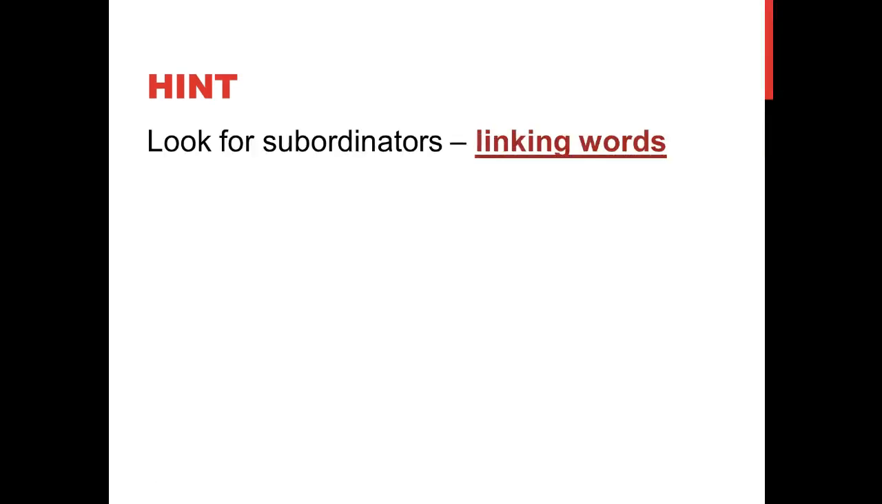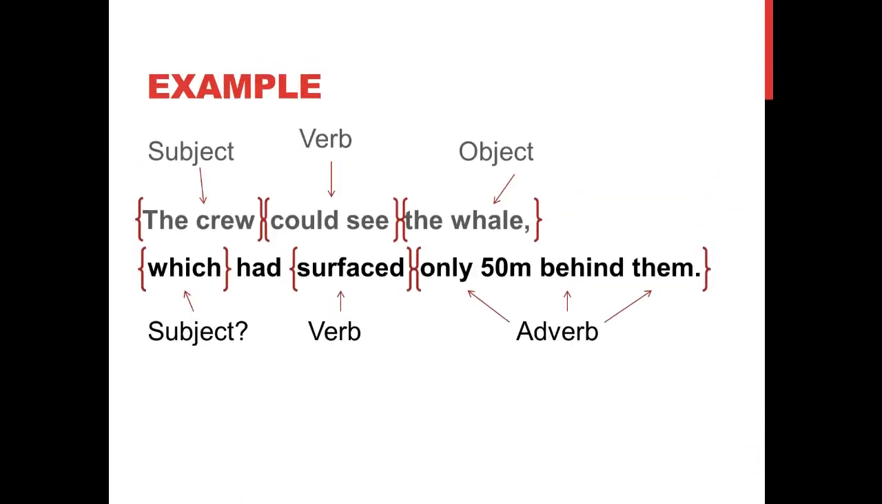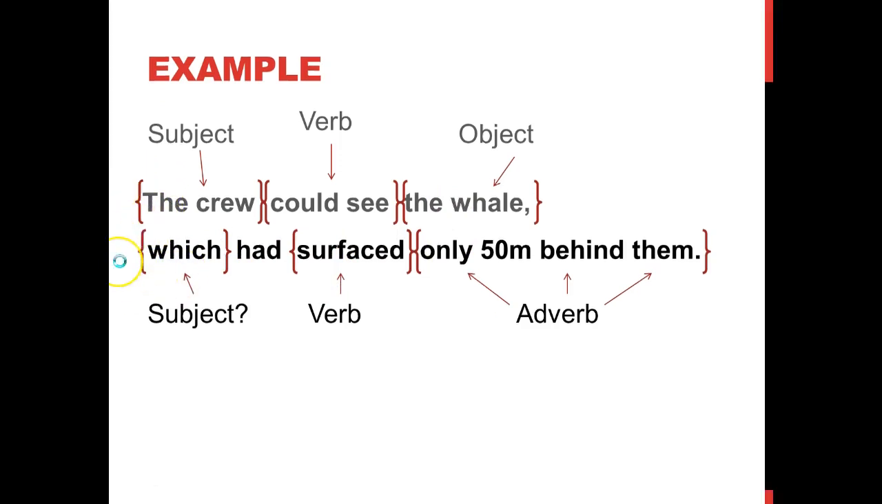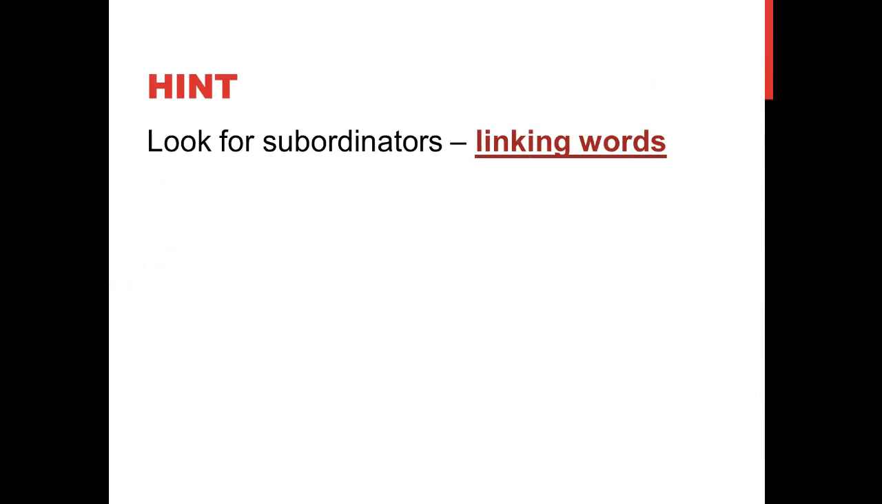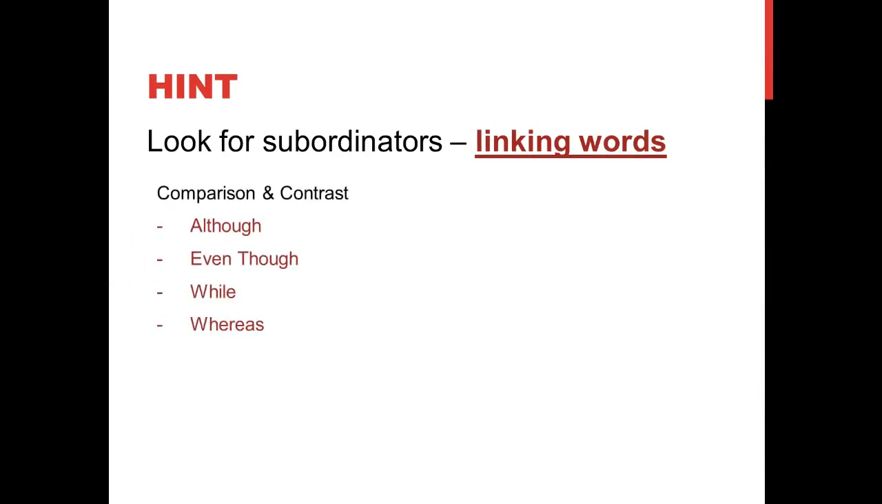Now, a bit of a hint for looking to identify dependent clauses is actually to look for subordinators or linking words. So, going back to the example here, this idea of which, this idea that they're linking this sentence to the next, we know that this is the dependent clause, and this one's functioning on its own. But some other subordinators or linking words can be words to compare and contrast. So although, even though, while, whereas, and we'll look at sentences with these in a minute.